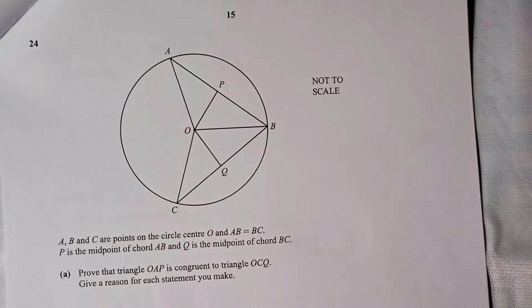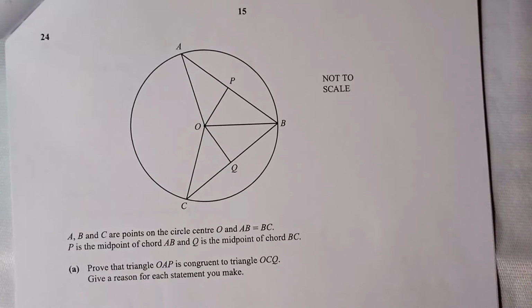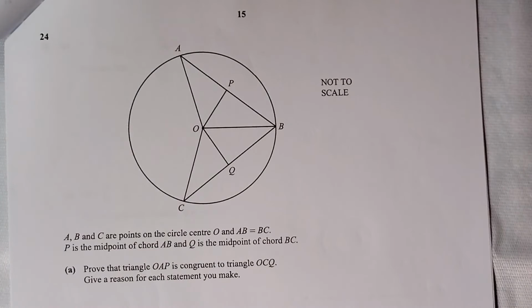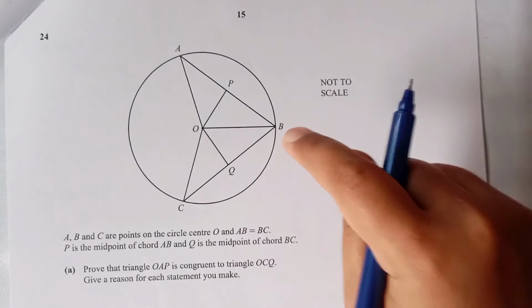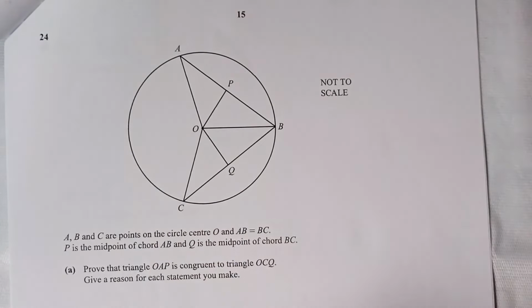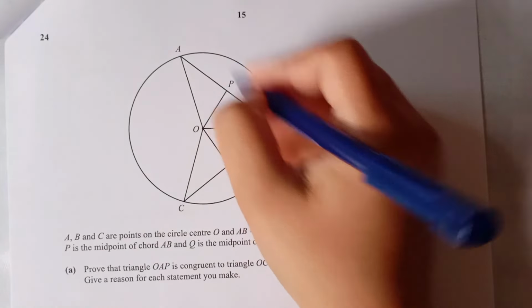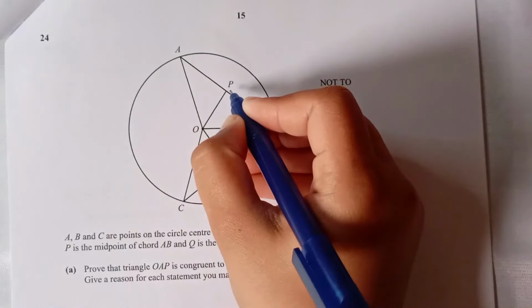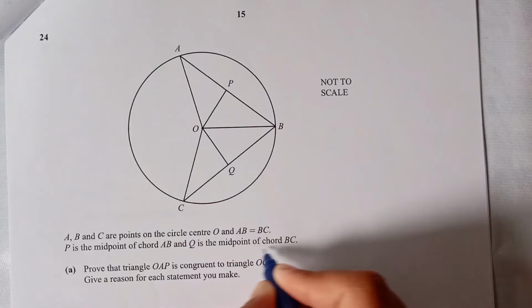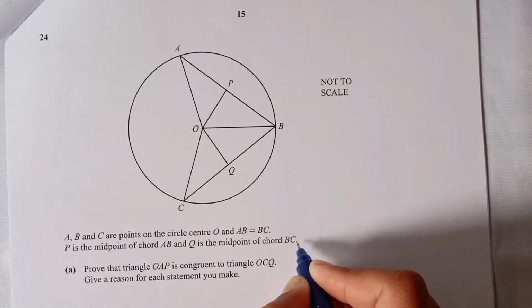Now question number 24. A, B and C are points on the circle centered at O, and AB equals BC. Okay, so we have AB equal to BC, right? So these two sides are the same. P is the midpoint of the chord AB, and Q is the midpoint of the chord BC.